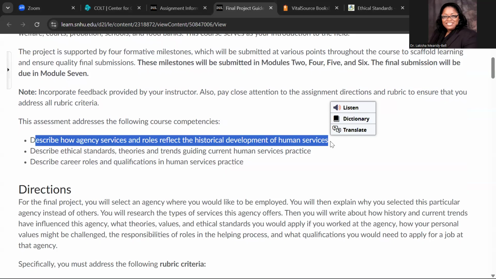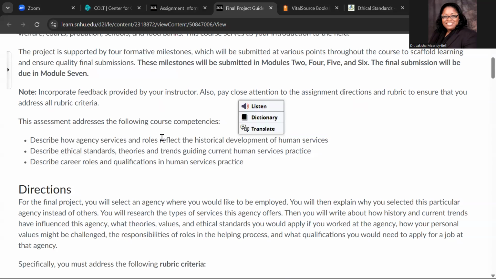Of course, we know the agency roles, the career roles, can be found in your ebook on page 4. The historical aspect of the human services profession comes from chapter 2 in your ebook. So again, page 4 for the agency roles and services, and then chapter 2 for learning about the history of the human service profession.